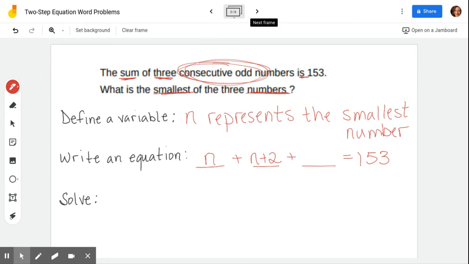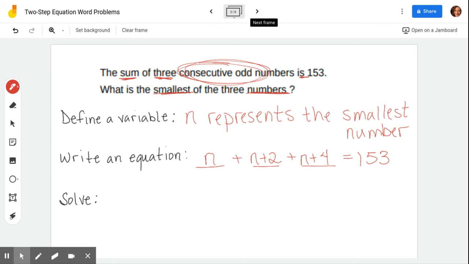And then let's see, the next number. If I'm looking at 3, 5, 7, 3 is my smallest. 7 is 4 more than that, so this one I'm going to call n plus 4. So I have my smallest odd, the next odd, and the next odd, and all of those together are 153. There's my equation.